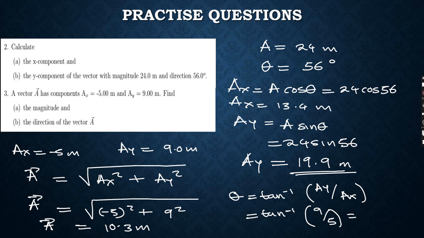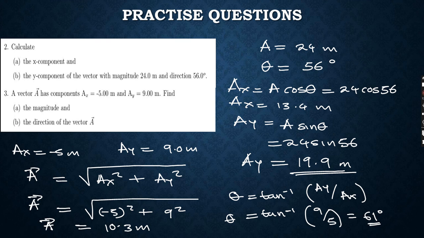So the tangent inverse of 9 divided by 5 is giving us 61 after rounding off. It's giving 61. But here, guys, I'm going to explain why this is not going to be the answer. This answer is not going to be the answer because we are going to follow the quadrants. I'm going to teach you very soon about quadrants.